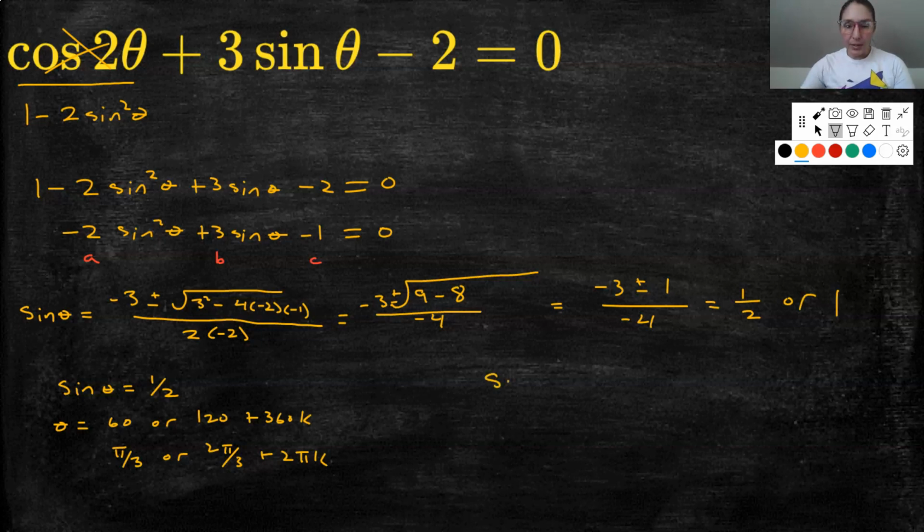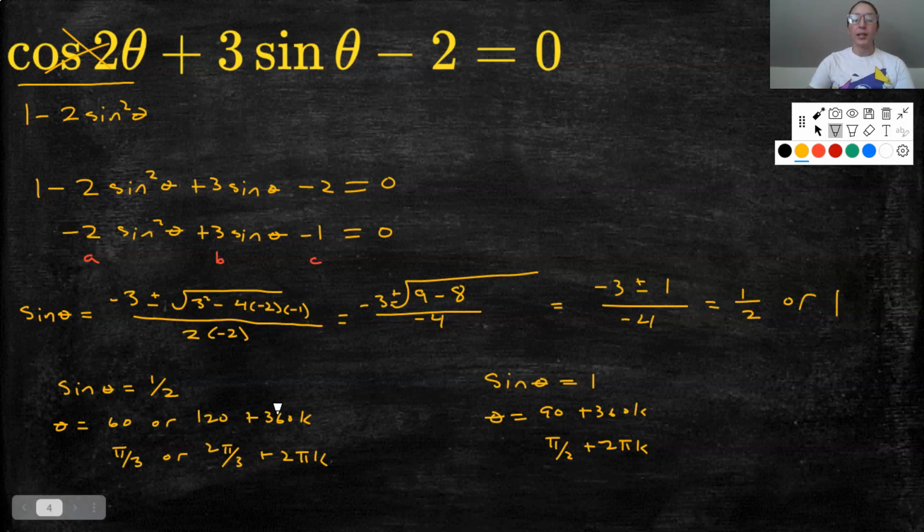Or 1, so sine theta equals 1. The only place where sine of theta equals 1 is, in degrees, 90 plus 360k. In radians, that's pi over 2, plus, I almost wrote 360 plus 2 pi. Okay, there we go. So we used identities to get this whole thing in terms of sine, and then we used the quadratic formula to solve for sine, set it equal to the 2 values we got, used some unit circle magic here, and we got our 1, 2, 3 solutions.